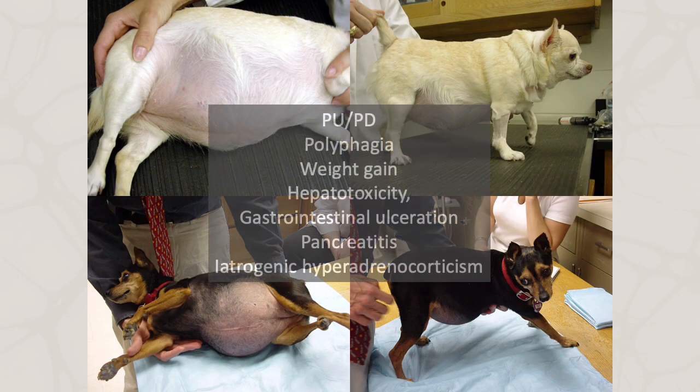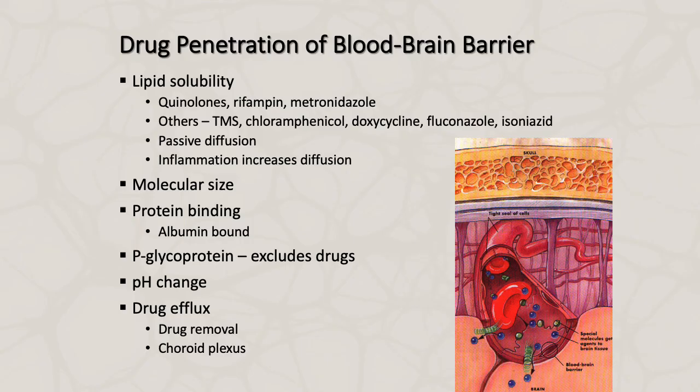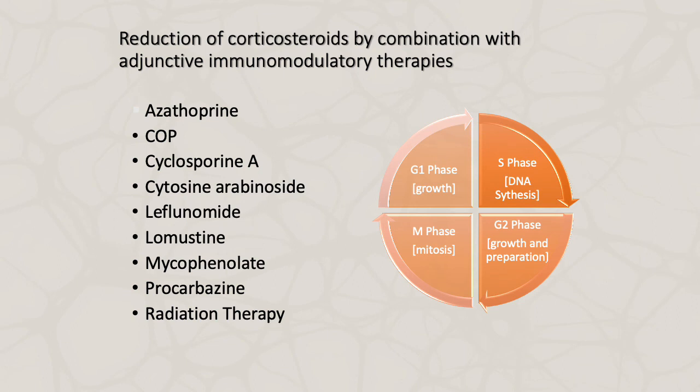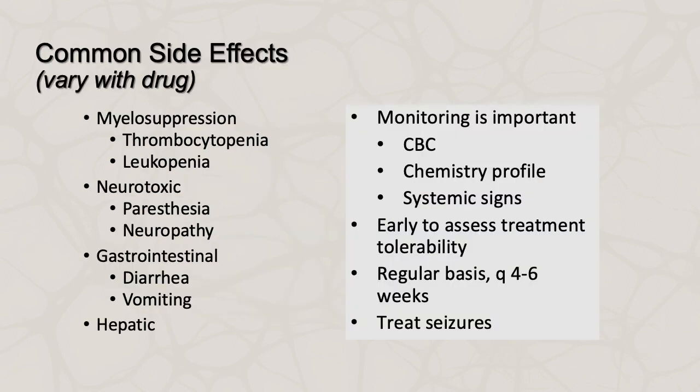Remember the potential side effects that can occur with steroids. When we talked about certain drugs for infectious diseases, remember the drug penetration of the blood-brain barrier. This holds true for immunosuppressive therapy. Here's a more extensive list of immunosuppressive therapeutic agents available, along with dosages that have been described and the sources. Don't forget the common drug side effects that can occur.